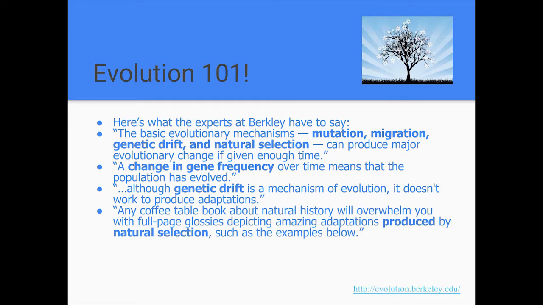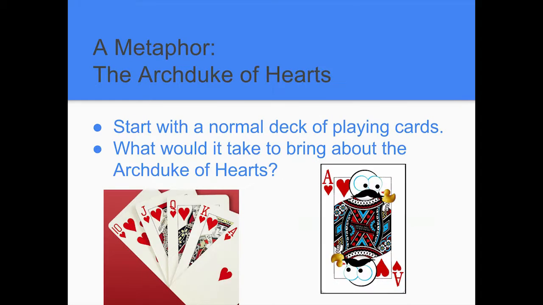Any coffee table book about natural history will overwhelm you with full-page glossies depicting amazing adaptations produced by natural selection, such as the examples below, and then they show pictures of examples. So here is my metaphor. We're going to start with a normal deck of playing cards. What would it take to bring about the Archduke of Hearts? Now, there's already a suit of hearts, there's already face cards, but the only ones that exist now are the Jack, the Queen, and the King. What would we have to do to create the Archduke of Hearts? How do we get that to come into being?